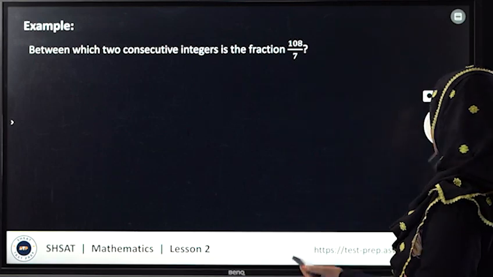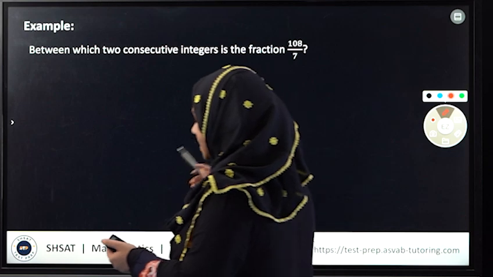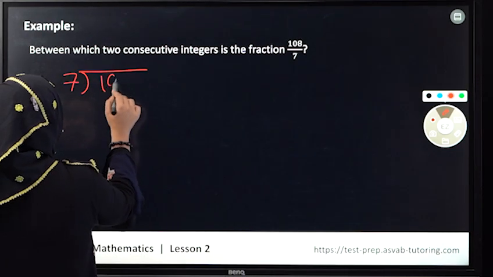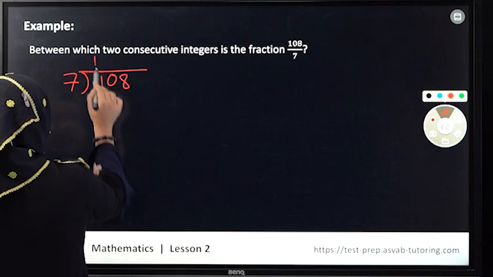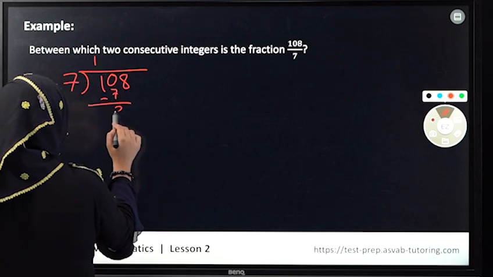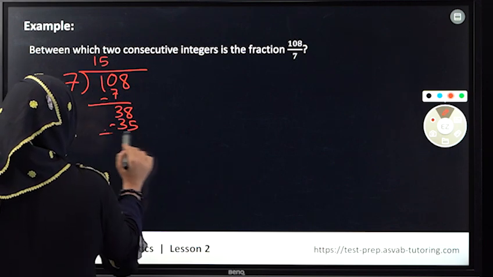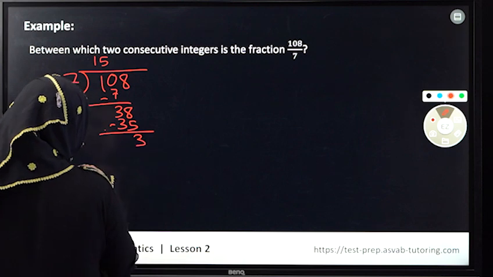Which means that, first of all, you do need to understand what 108 over 7 really means. To do that, I need to do a short division. So let's do that. 7 times 1 is 7. That gives me a 3. 8. 7 times 5 is 35. That once again gives me a 3.